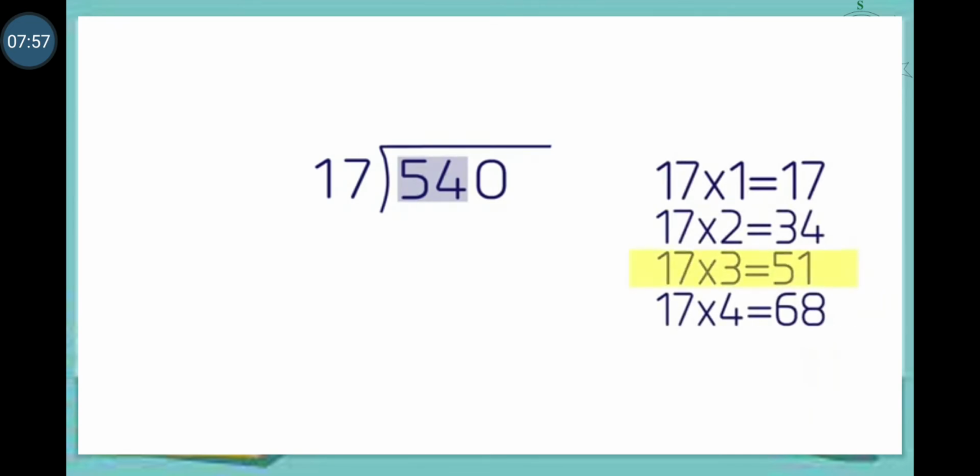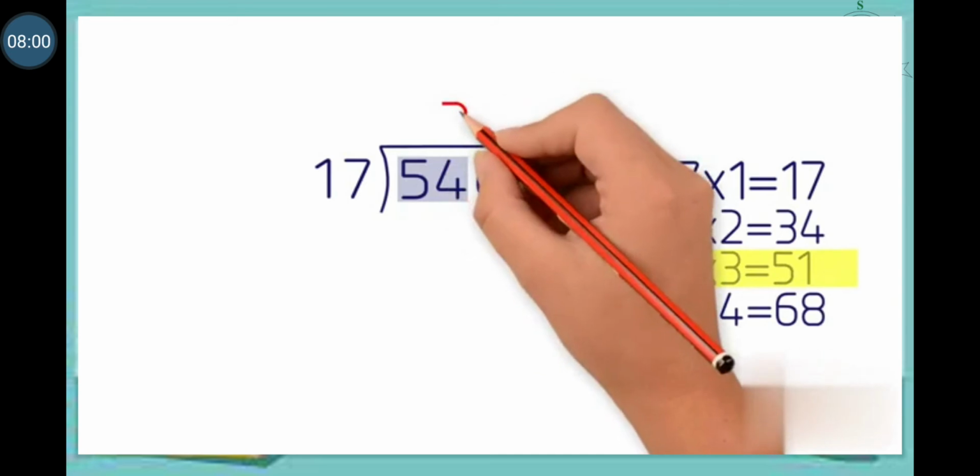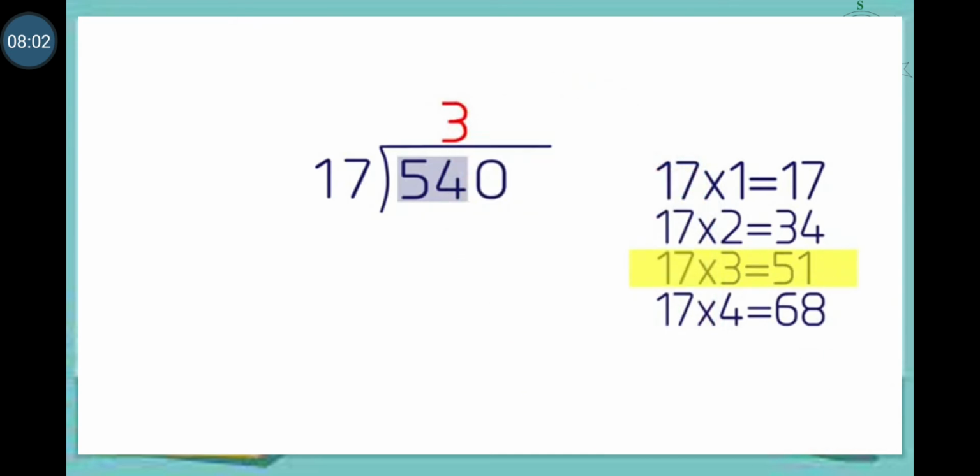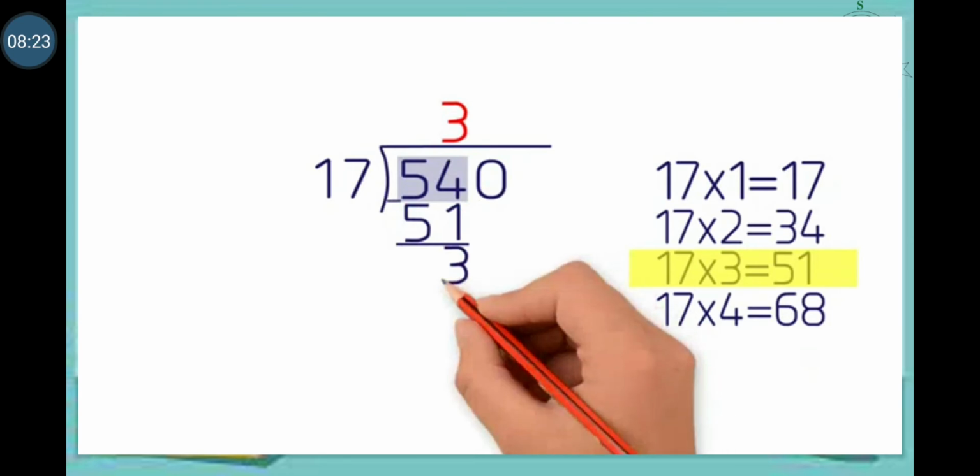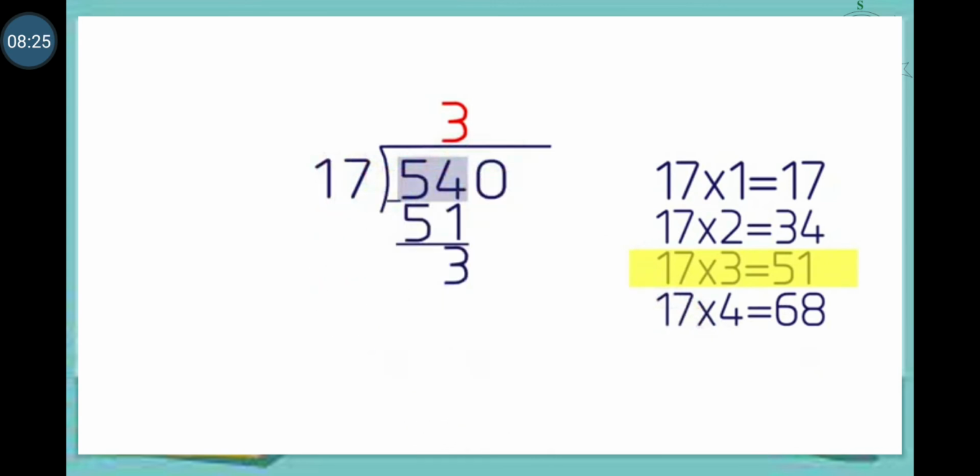We can see that 17 times 4 is 68, because 68 is bigger than 54. So 17 times 3 will be 51. 3 we have to write in the quotient at the top of the division. Now we have to subtract according to the second step. 54 minus 51 is equal to 3. Now we can see that 3 is less than 17 and we have one digit left in the dividend. So we have to bring down the 0.